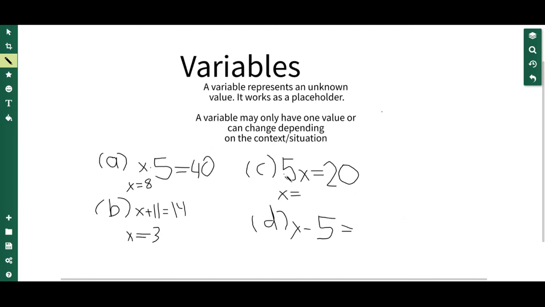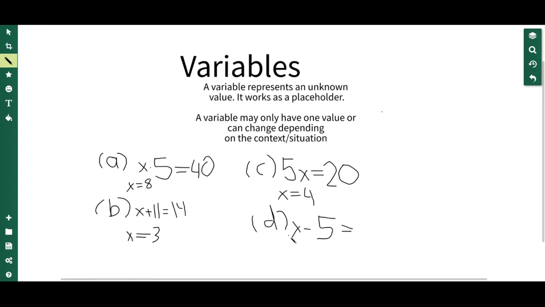So if 5x is 20, then you can find out x by doing 20 divided by 5, because 5 x's can go into 20. So you can basically just do division and do 20 divided by 5, which is 4. So you get x is 4.